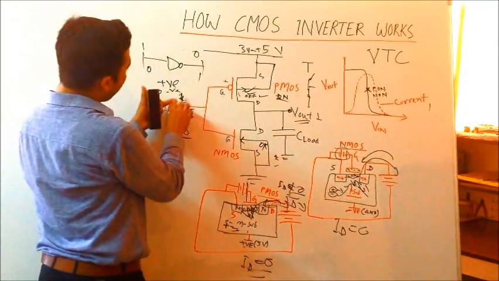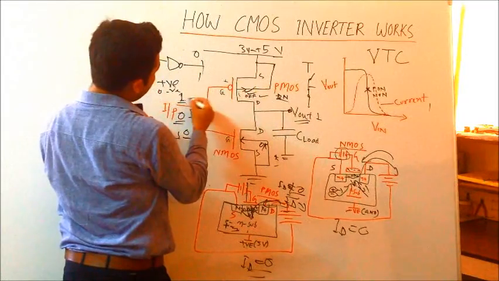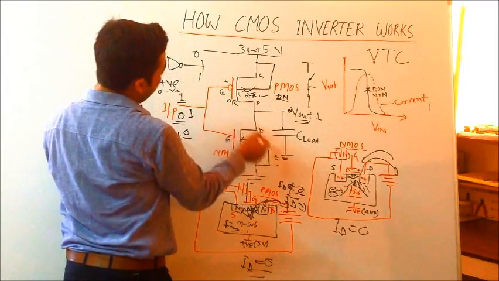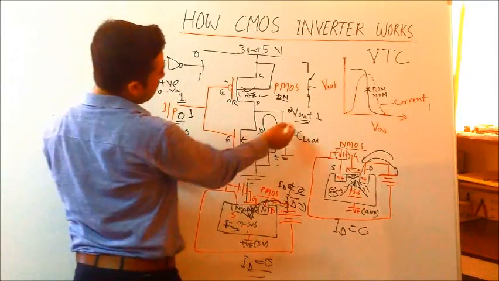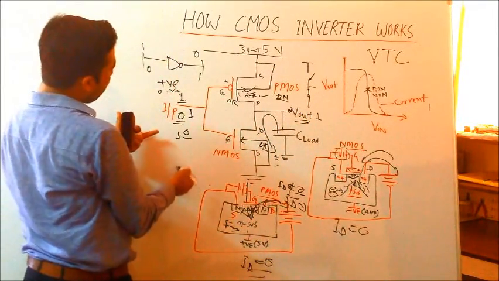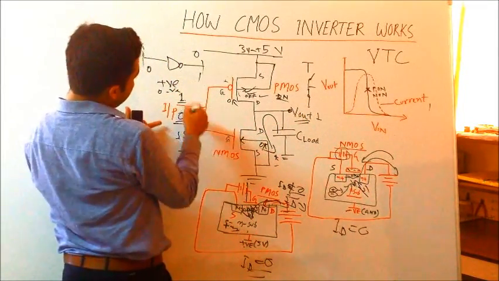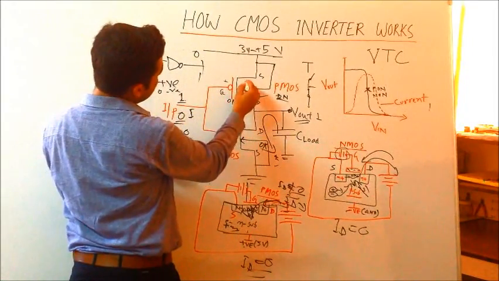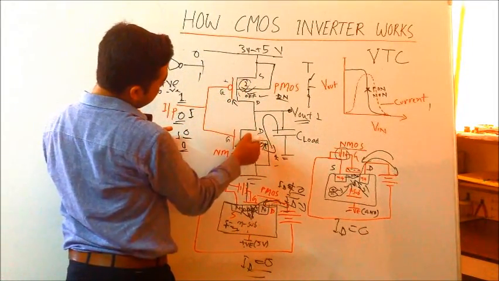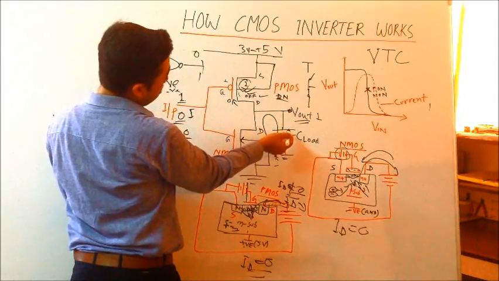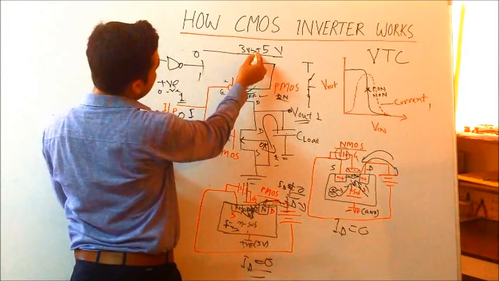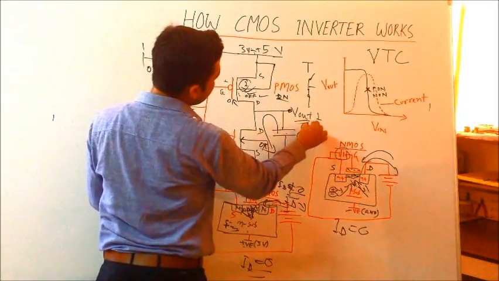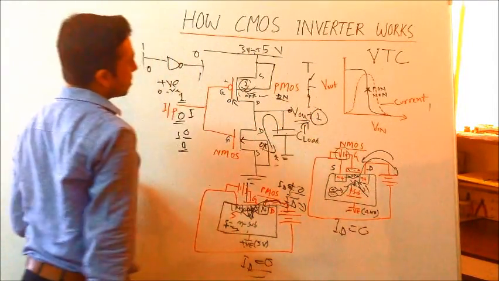So when we apply 1, the PMOS is off, and the output capacitor discharges through the NMOS transistor. At this time, the output is equal to 0. And when we apply 0, the NMOS is off, that means it's disconnected, and the output capacitance is connected through the PMOS to the power supply. Then the capacitor is fully charged, and you can say the high voltage is 1.